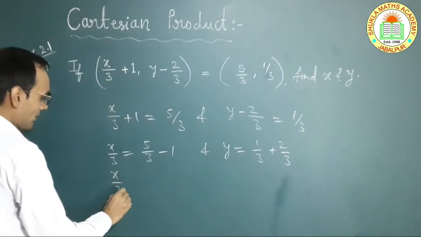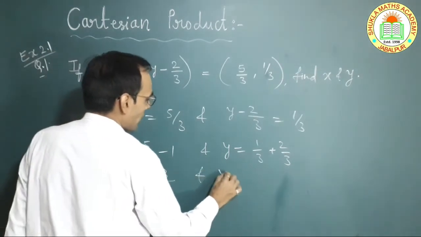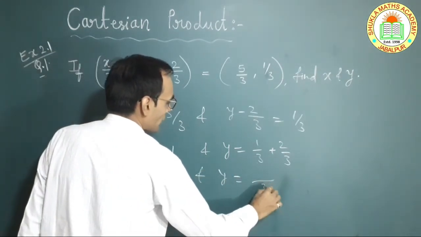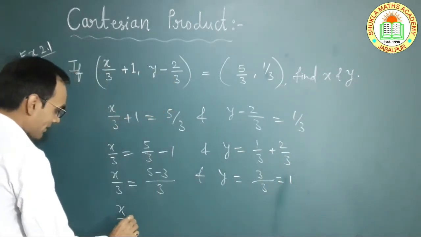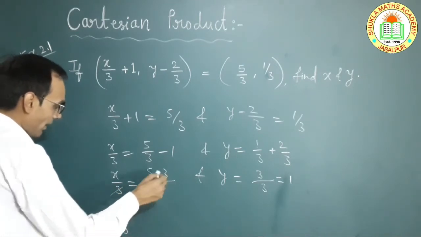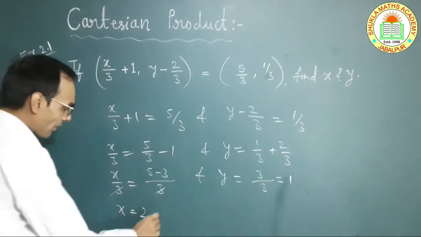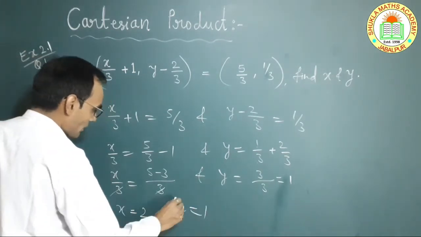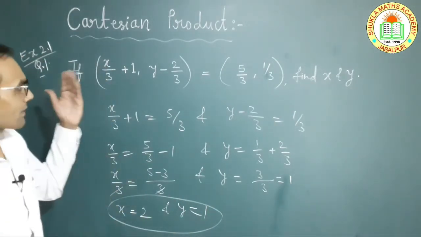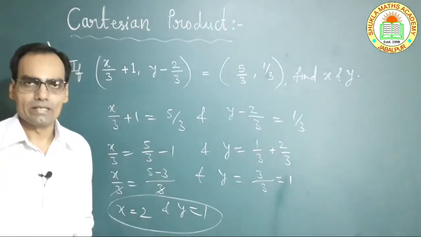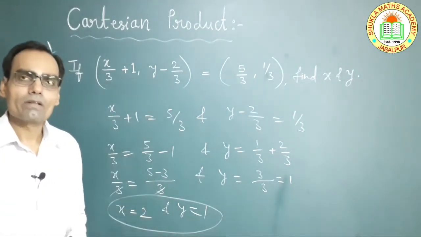So we get x by 3 equal to, LCM is 3, so 5 minus 3, and here y equal to, LCM is 3, so we get 1 plus 2, that is also 3. So 3 by 3 is 1, and here x by 3, so cancel this 3, and 5 minus 3 is 2. So we get x equal to 2, right, and y equal to 1. So this is the required value of the variables x and y in the given two equal ordered pairs. So this is the concept, the equality of two ordered pairs.